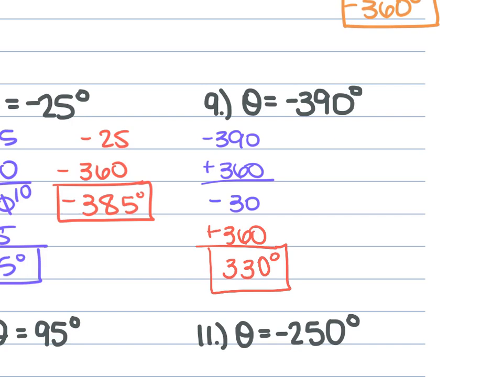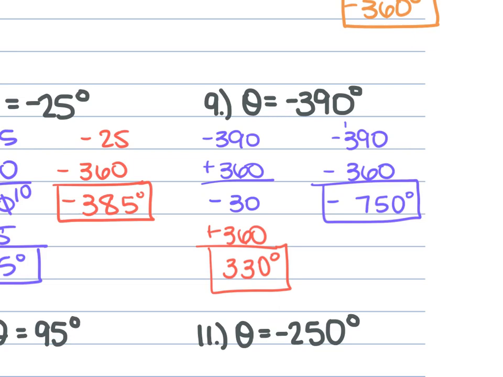To find our negative coterminal angle, we're going to take that negative 390 and subtract 360 from it. So same signs, keep the sign, add the numbers. 0, 9 plus 6 is 15, 3 plus 3 plus 1 is 7, so that's negative 750 degrees.